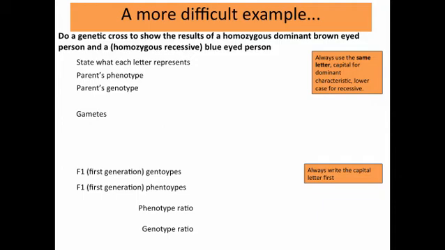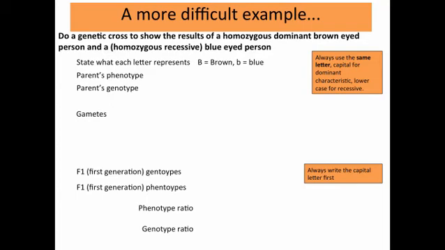So before you start a question like this, you should always say what each letter represents. Now, we always use the capital letter for the dominant characteristic and a lowercase for the recessive, and you have to always use the same letter. So, for example, capital B equals brown and small b equals blue.